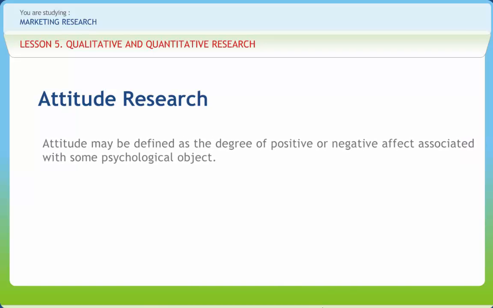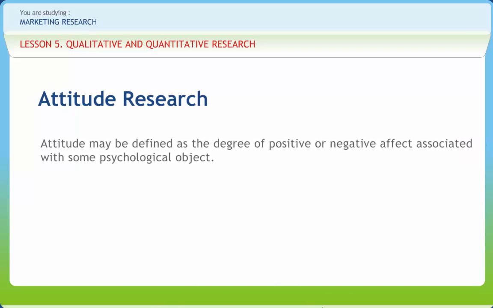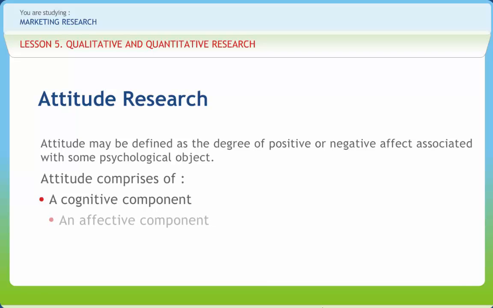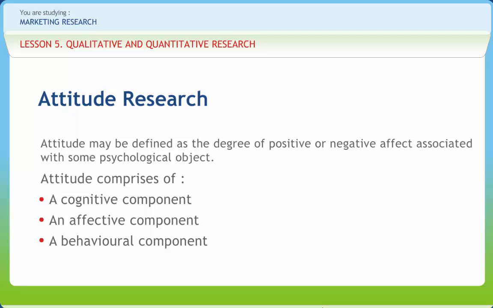Attitude may be defined as the degree of positive or negative effect associated with some psychological object. Attitude comprises of three components. First, a cognitive component, a person's belief or information about the object. Second is an affective component, a person's feeling about the object, such as like or dislike, good or bad. Third, a behavioral component, a person's readiness to respond behaviorally to the object.